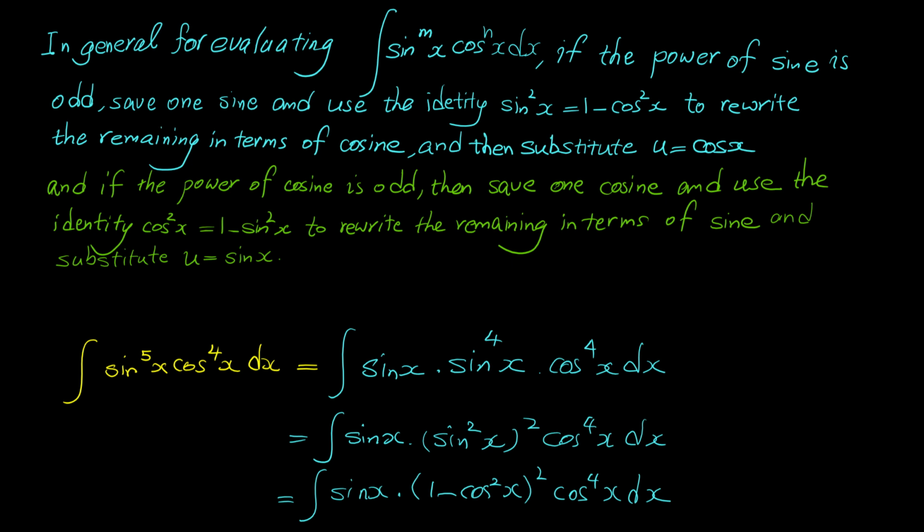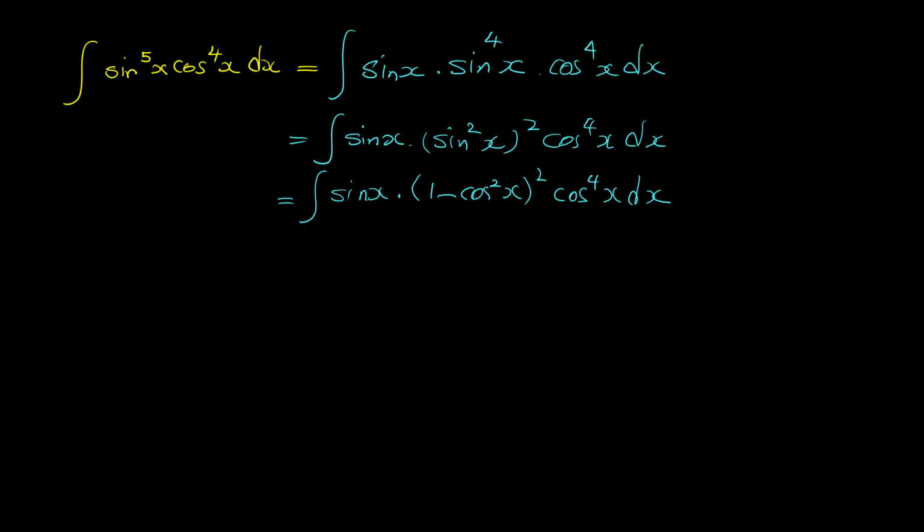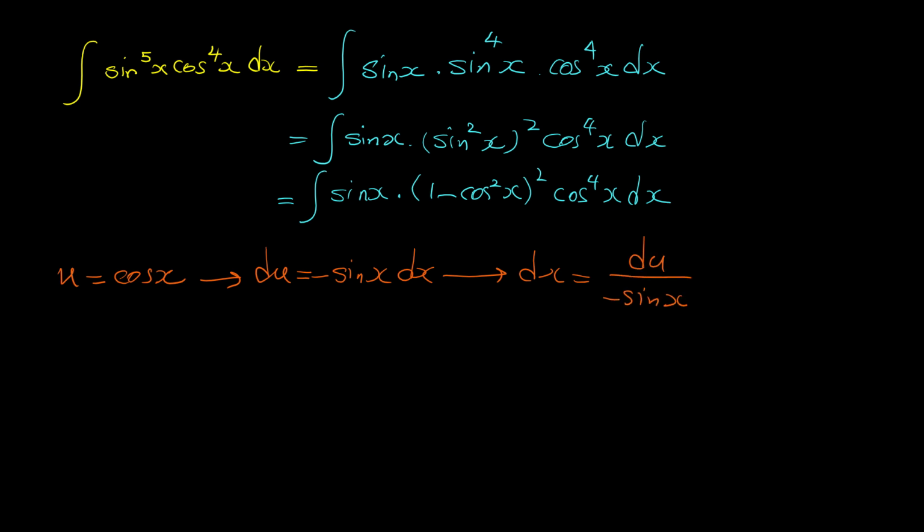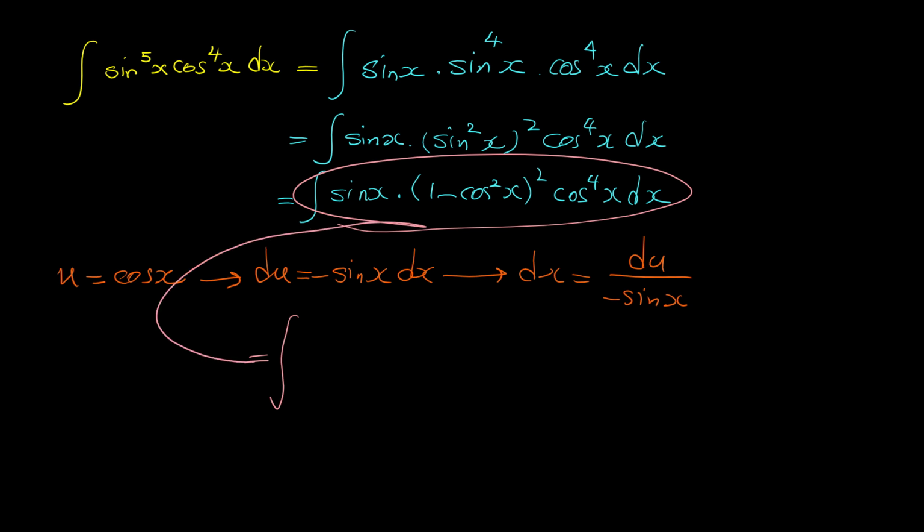And after this, what do we have to do? Use this substitution: u is cosine x. So now for finding this integral, we suppose u is cosine x, then du is negative sine x dx. If we solve this for dx, dx is du over negative sine x. If we apply the substitution now, then we have the integral.